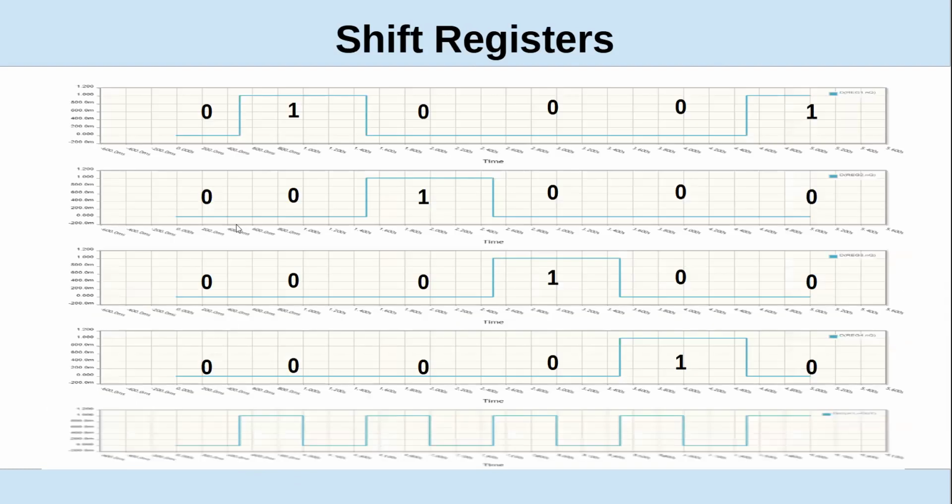So the first clock is going to come in and the first stage is going to go true. The next clock, it's going to shift to this stage. The next clock, it's going to shift to the next stage. And then it's going to shift to that stage. So instead of toggling or counting, it's just shifting the pulse through.